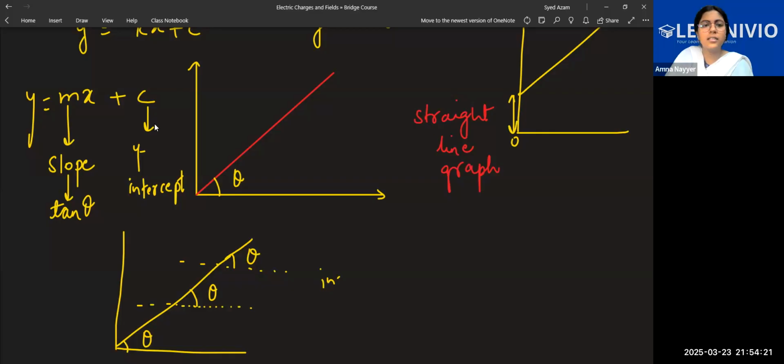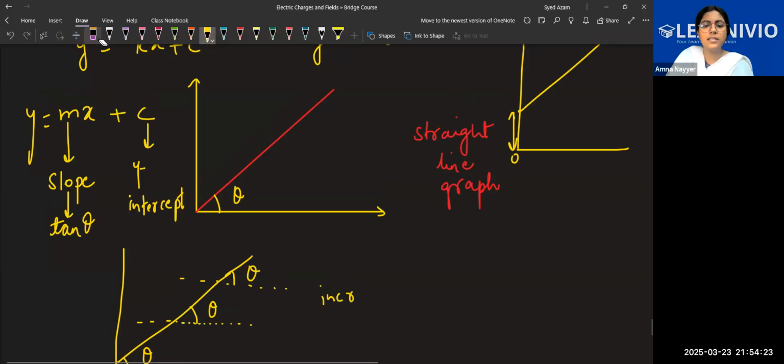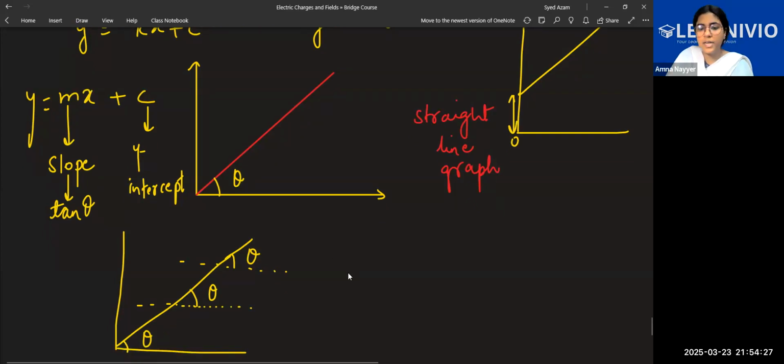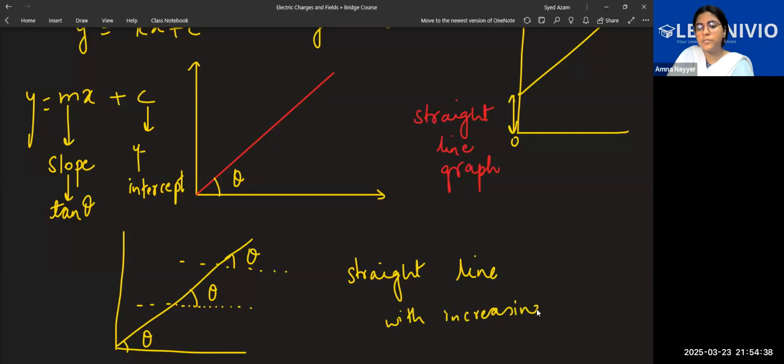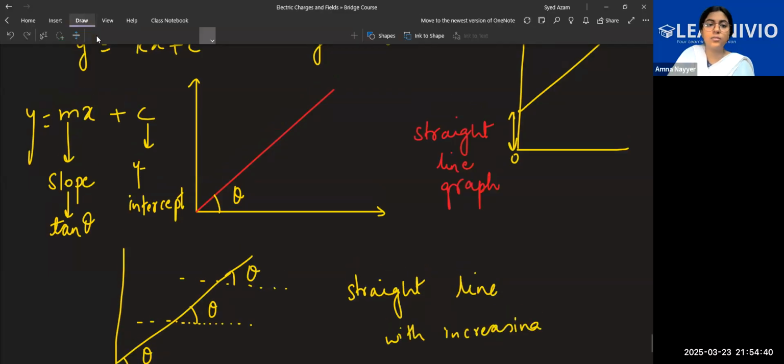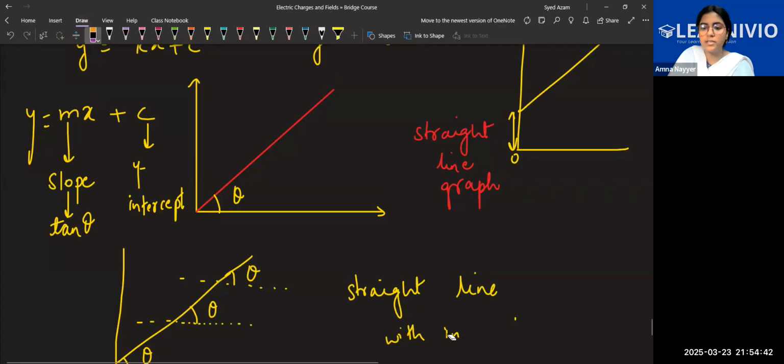We say this is a straight line with increasing slope. Sorry, with constant slope. Right now the slope is constant.